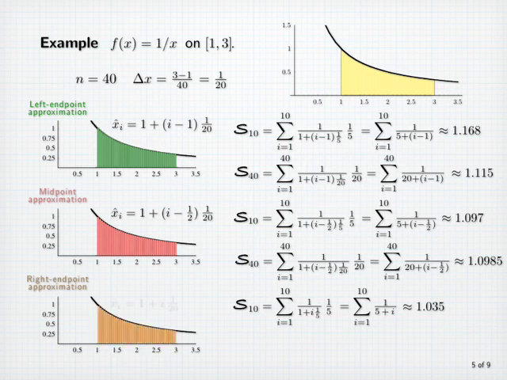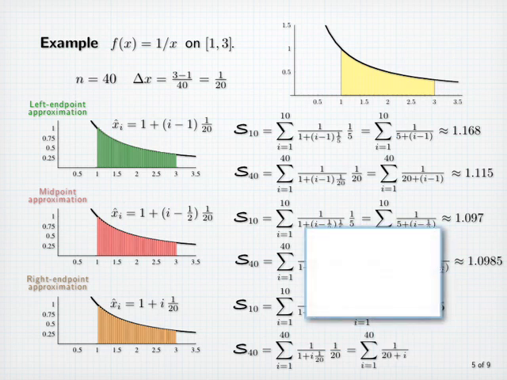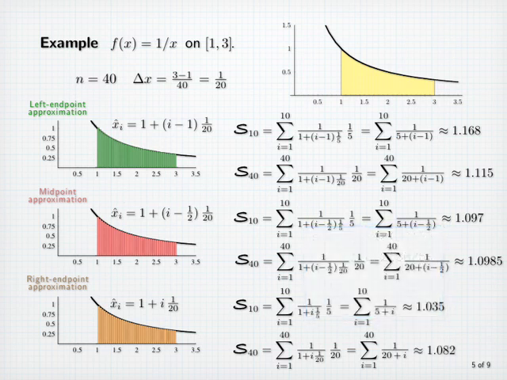Finally, the right endpoint approximation with n equals 40 involves x hat sub i equals 1 plus i times 1/20. Here's the corresponding sum S sub 40. And again, we simplify a bit, go to the calculator to compute the sum, and we find that this S sub 40 is 1.082. In general, midpoint approximations give us better results.